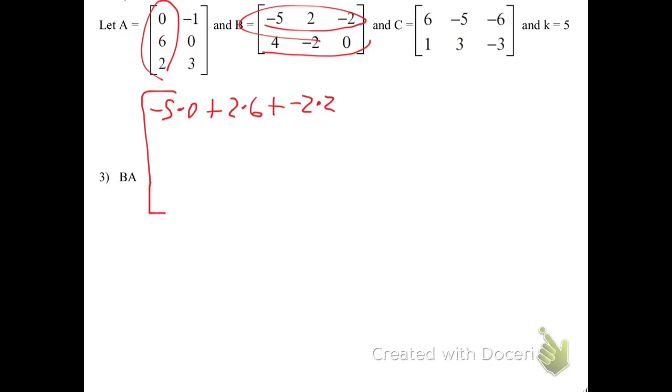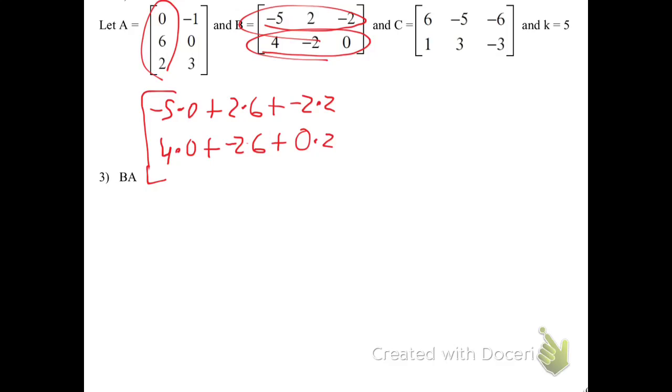Okay, we're going to move down to the next row. We'll times that by that first column there. You gotta do 4 times 0. Sorry, I'm messing with the zoom. Plus -2 times 6. Plus 0 times 2. Okay, and that is it. We don't got any more rows. So really, I don't need this to be as tall.